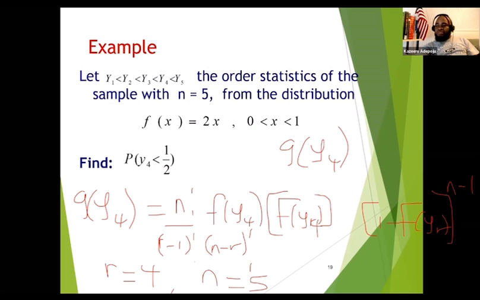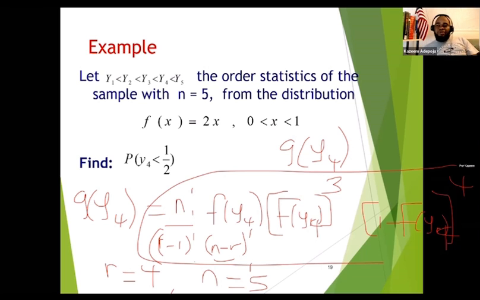4 minus 1, that's going to be 3, and this is going to be 4, and n minus 1, n equal to 5, of course, that is going to be 4, right? Okay, and the n factorial, n equal to 5, so this is going to be 5 factorial, and 4 minus 1 factorial. So when you do that, you're actually going to have this in terms of f of y4, and an uppercase F of y4 as well.